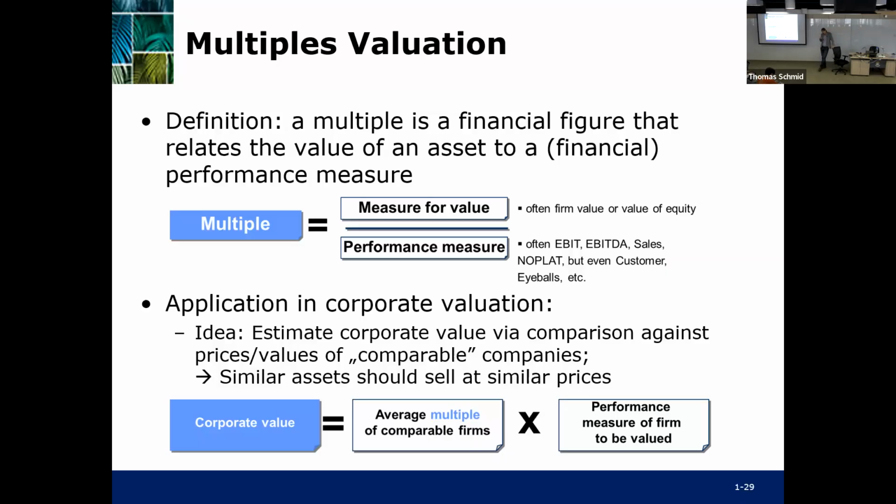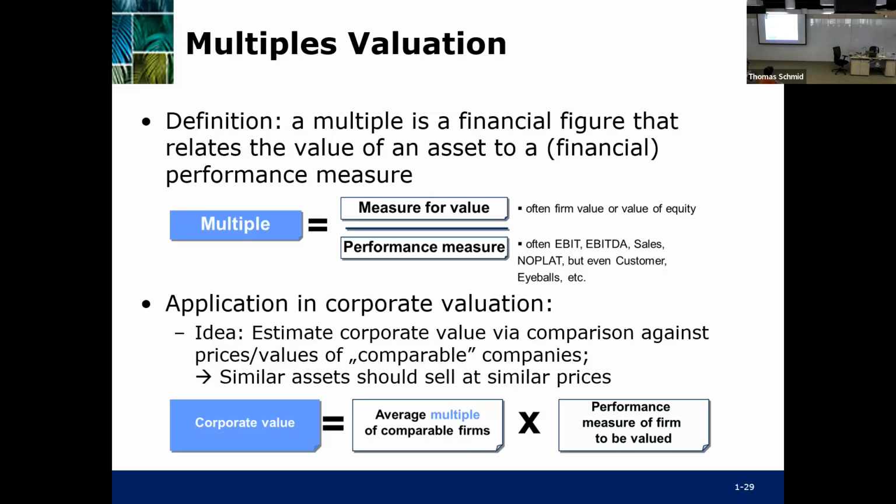Of course, in practice, it's often hard to find a firm that is exactly comparable, exactly the same. So the multiple approach takes this one step further and says, look, probably we cannot find a firm that is exactly comparable, but probably we can find a measure for value and a measure for performance that basically explains this value.